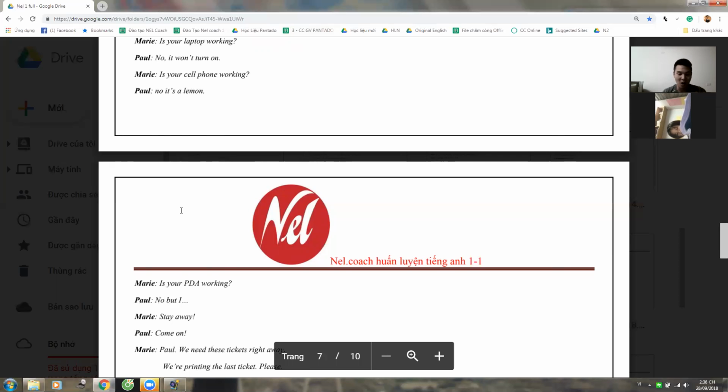Come on, Paul, we need these tickets right away. We're printing the last tickets, please. Do not come near this printer. The printer won't stop working just because... What? The client is here. Where are the tickets? Right here, sir. Thank you. There's only 9. Where is the last one? Right here, sir. Thank you. What? The printer is working. What? Go across the hall to Miss Lee's office, ask to put tickets on her printer.